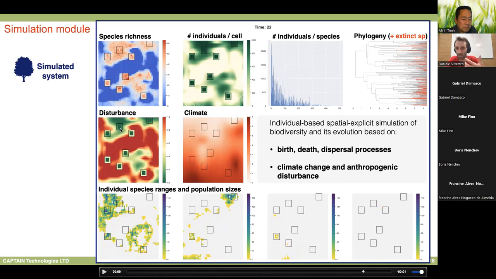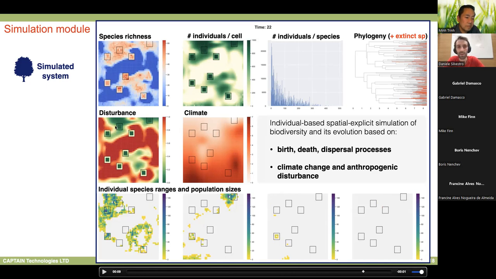So disturbance is really human pressure on the environment, and disturbance will affect the number of individuals that can live in a place and the number in which species can live in a given cell in this simulated area. In this framework, we can simulate millions of individuals, thousands of species, so we can scale the system up to realistic levels. We can see that as the disturbance increases, species will tend to disappear from areas that are exposed to high disturbance.